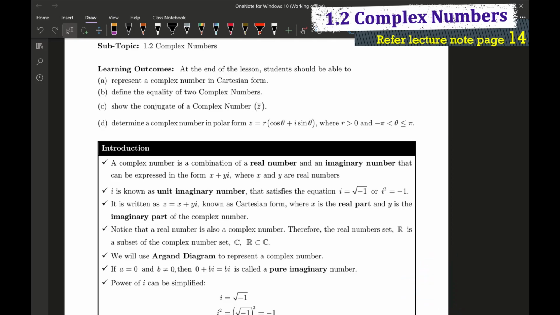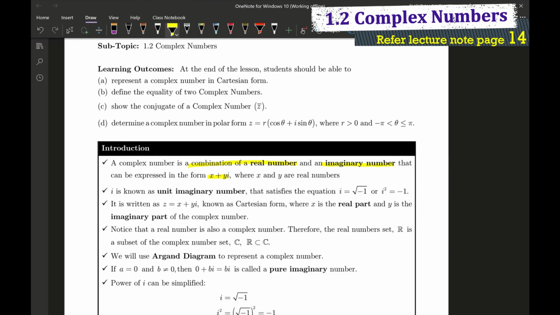Complex number is a combination of real number and imaginary number that can be expressed in the form of x plus yi, where x is the real number and y is the imaginary. Okay, x is real and y is the imaginary. Here I denoted that y is the imaginary part.